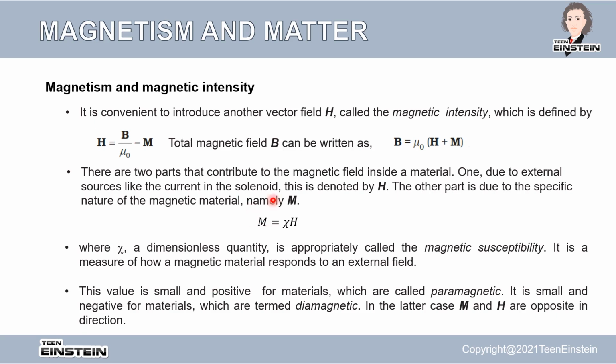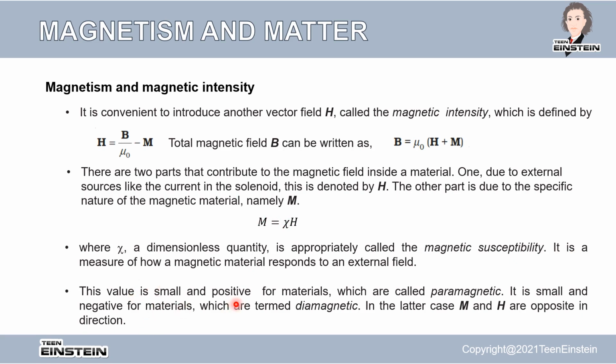So it's straightforward from this equation. M is directly proportional to H, and how M behaves for H depends on this chi. So this is what decides what will be the behavior of M. So that's what this statement says. It's a measure of how a magnetic material responds to an external field.